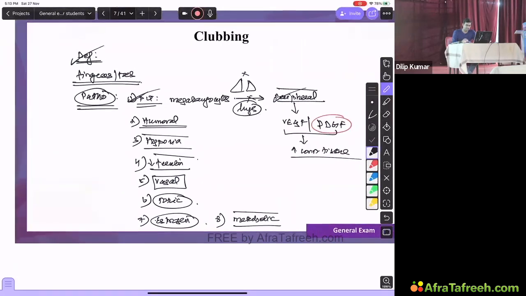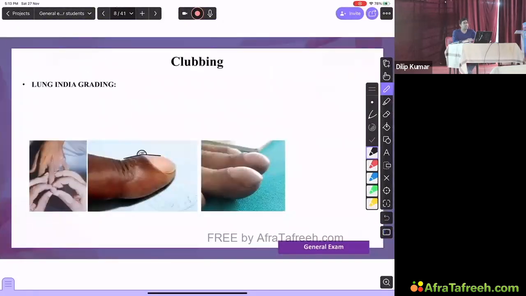I told you the definition: first finger to be affected, pathophysiology, acute versus chronic clubbing, time frame for developing clubbing in different disorders. Then what are the ways to check for clubbing? I'll tell you later on. I'll show you each and everything.